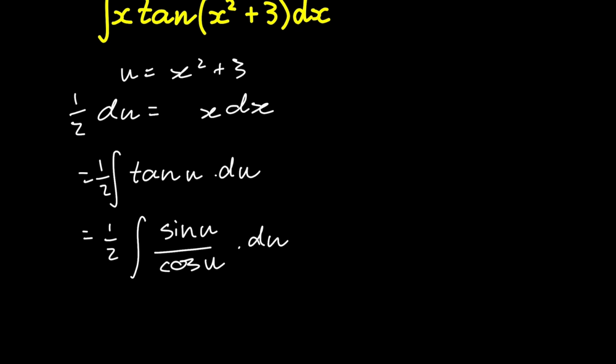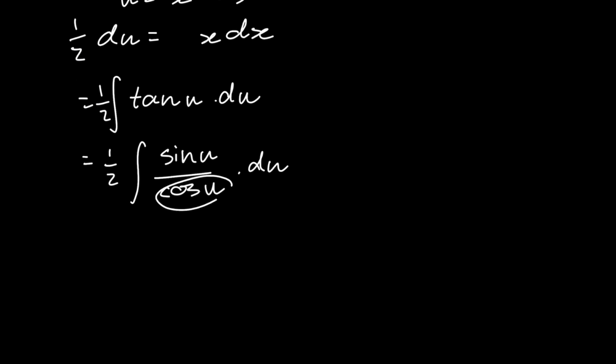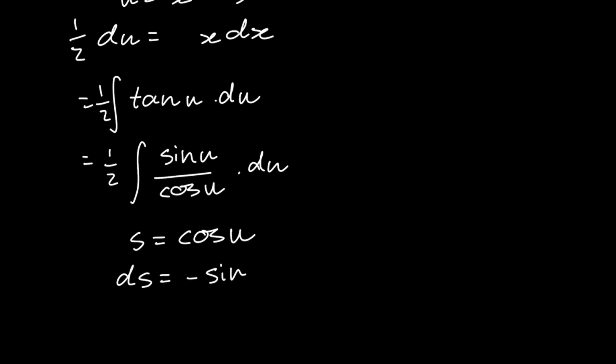Okay, now this is useful because now we can substitute in for cosine, because the derivative of cosine will be sine, and so that'll make a good substitution. So let's say s is equal to cosine of u, so therefore the derivative of s in terms of u is negative sine of u du. Then we can take this negative across.